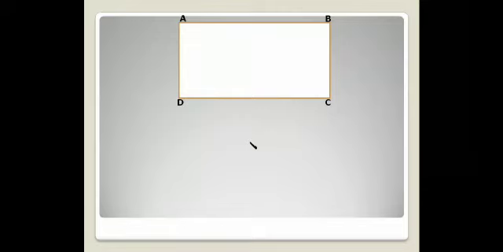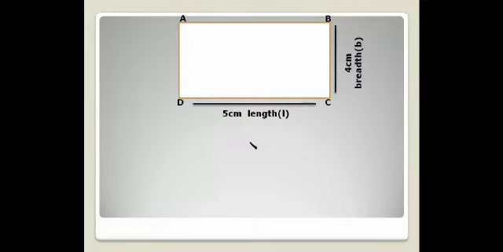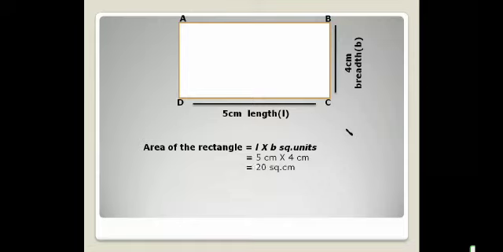Now we'll follow one more example. Okay, here is another rectangle whose breadth is 4 centimeters and length is 5 centimeters. So opposite sides also will be 4 centimeters and 5 centimeters. So area of the rectangle is length into breadth square unit. So length is 5 centimeters, breadth is 4 centimeters. So 5 fours are 20 square centimeters.